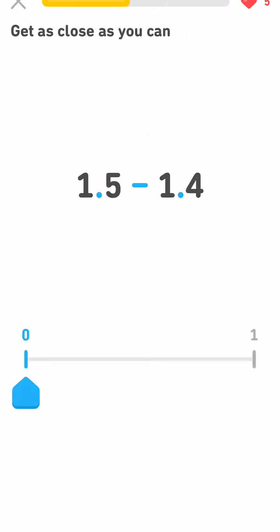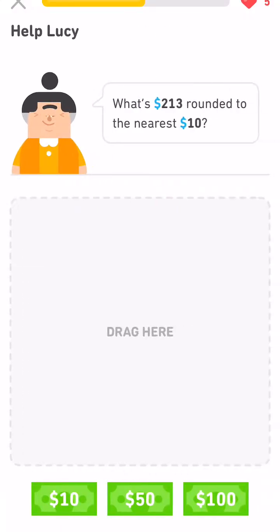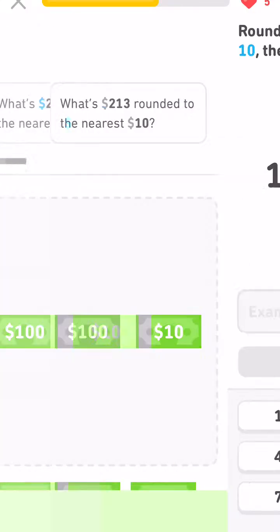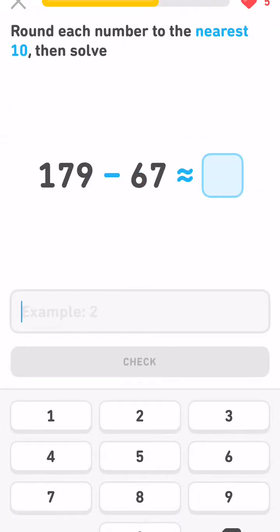1.5 minus 1.4 would be 0.1. So I'm guessing that would be right here. What's 213 rounded to the nearest 10? So that'll be 210. Let's see, we have 180 minus 70. It should be 110.